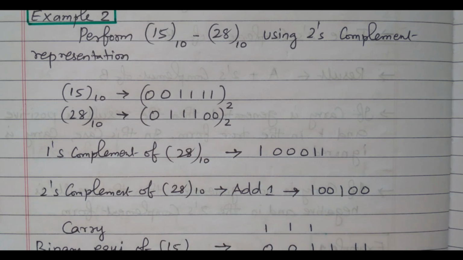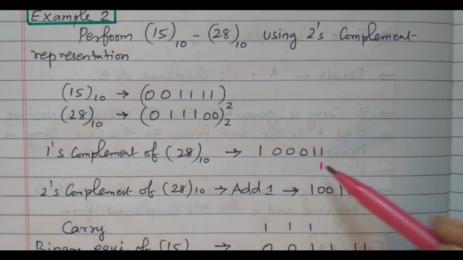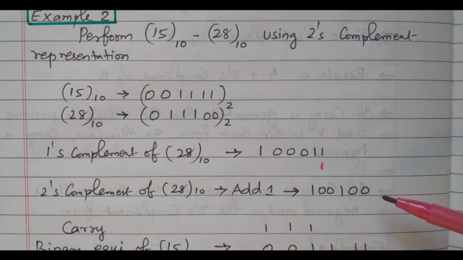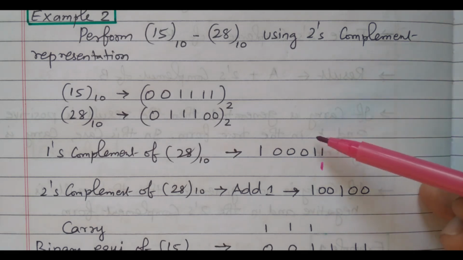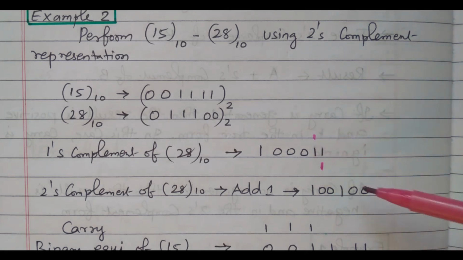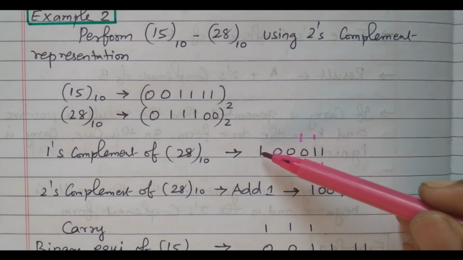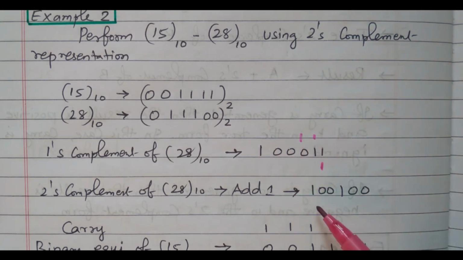So we need to add 1 to this, right. 1 plus 1 is 0, the carry is 1. Again 1 plus 1 is 0, carry is 1, and that 1 is written here. Remaining 0, 0, 1, right. So what we got is 1, 0, 0, 1, 0, 0. So this is the 2's complement of the second number.